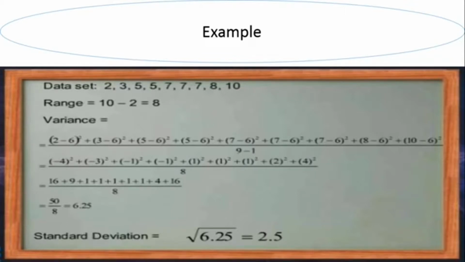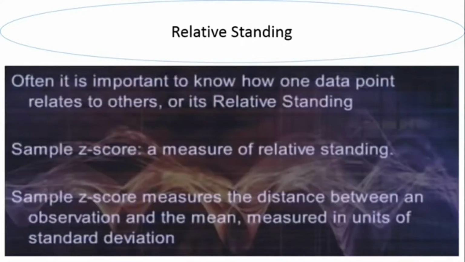So another way in descriptive statistics is relative standing. Relative standing is often important to know how one data point relates to others. We have the sample z-score. The z-score is a measure of relative standing, and the sample z-score measures the distance between the observation and the mean, measured in units of standard deviation.